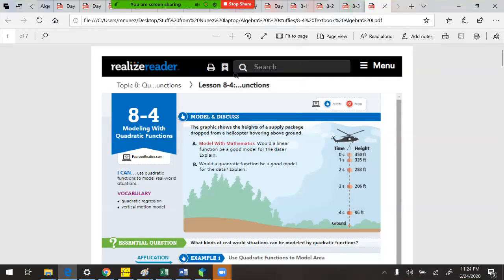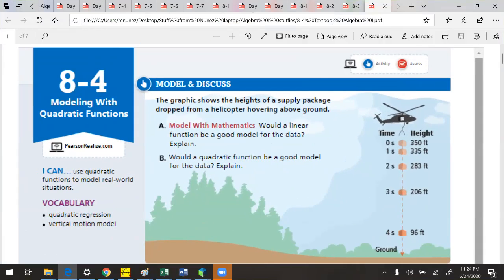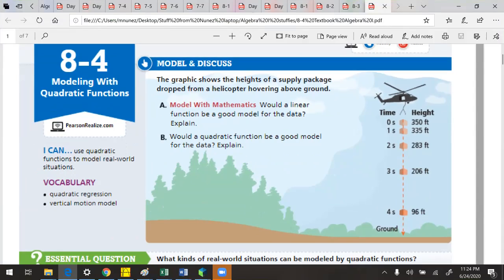Okay, all right, so this last lesson is going to talk about modeling with quadratic functions. One thing you need to know is this: when you drop a ball from top to bottom, the longer the ball takes to hit the ground, the faster the ball is going to go. And this is a perfect example. Here's a box, and let's say there's no air resistance on the box.